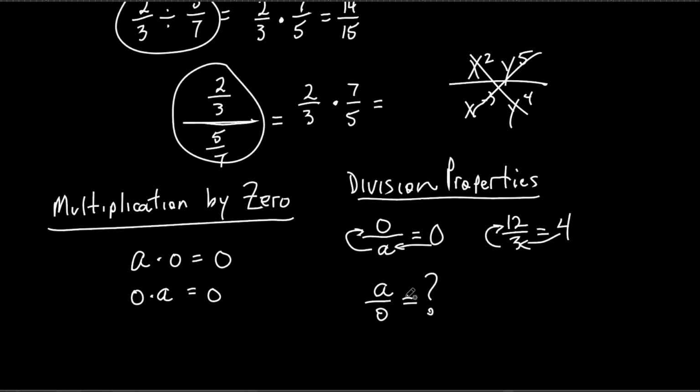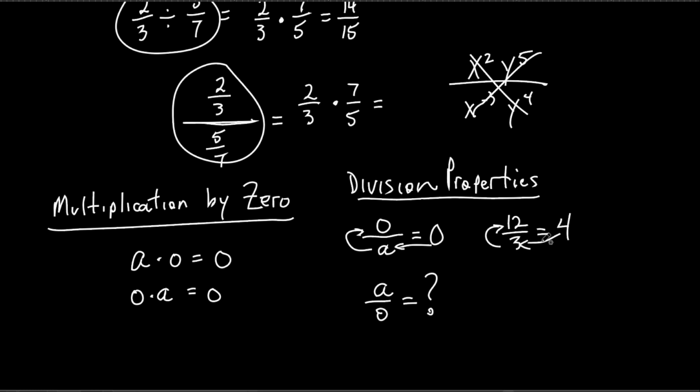You get an error. It's not because the calculator is broken. It's because you can't do it. It's undefined. You are not allowed to divide by 0. We won't get into the technical reasons for it, but this is 0 divided by a number. This is a number divided by 0. There's a big difference. Okay?